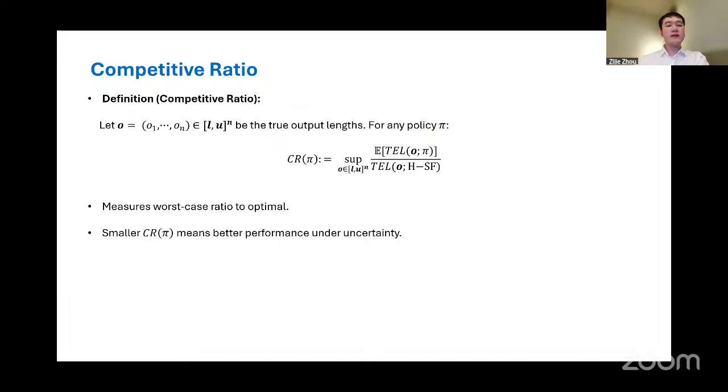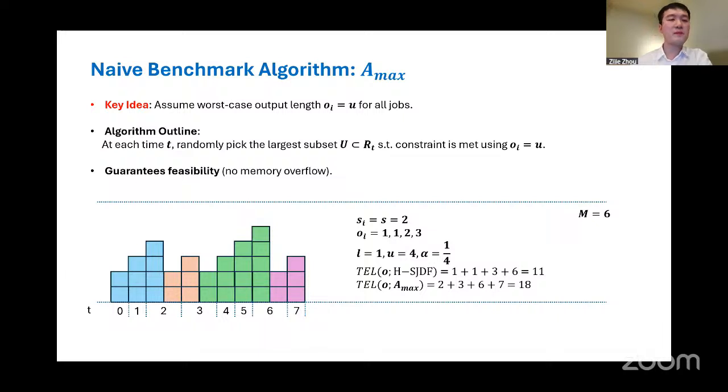Then we want to introduce some scheduling algorithms. The first one is a very naive benchmark algorithm. We call it Amax. Let's think about the problem now. All of these S are the same, right? And for all of these requests, we only have a prediction interval for their output length, between L and U. So at time t equals 0, all of the requests are almost identical to us. The naive benchmark algorithm just treats all of these OIs as equal to U, because we do not want any memory overflow.